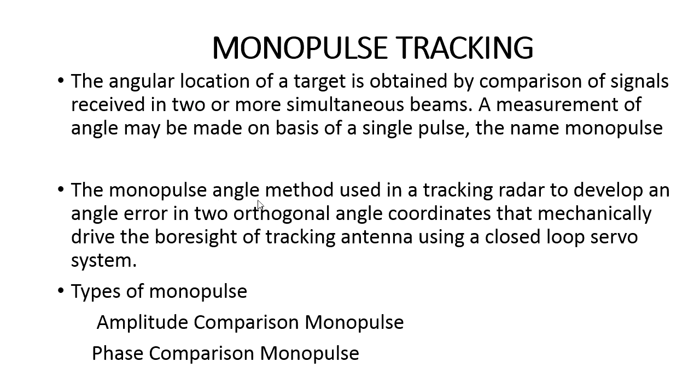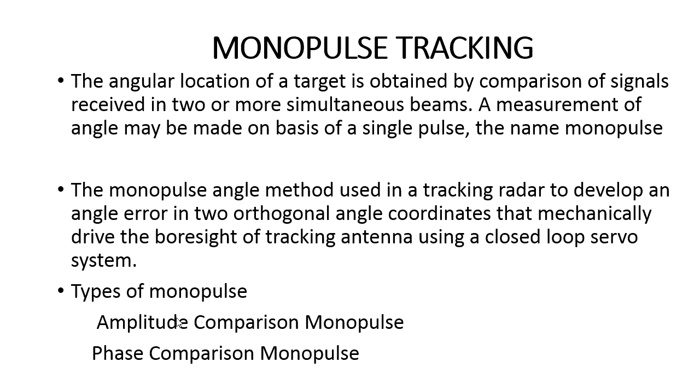The monopulse angle method is used in tracking radar to develop an angle error in two orthogonal angle coordinates. As already told, we use the monopulse angle method in order to calculate the angle error, so that we can identify where my target is moving, in which direction, by changing the antenna direction of the radar here.